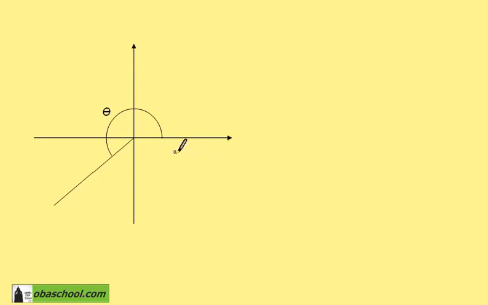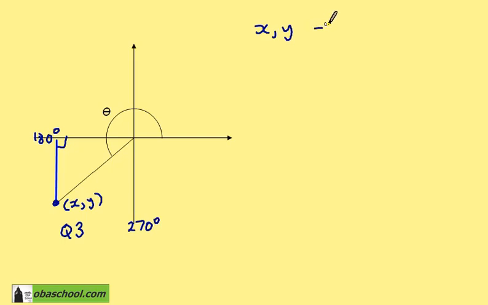We're now going to consider an angle which is in quadrant 3. So it's between 180 degrees and 270 degrees. If we form a right-angled triangle with the x-axis, and this is the point xy, in this quadrant both x and y are negative.